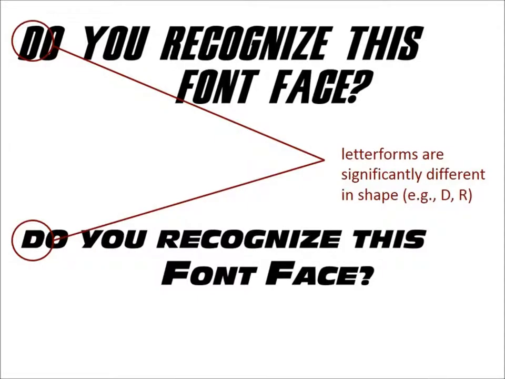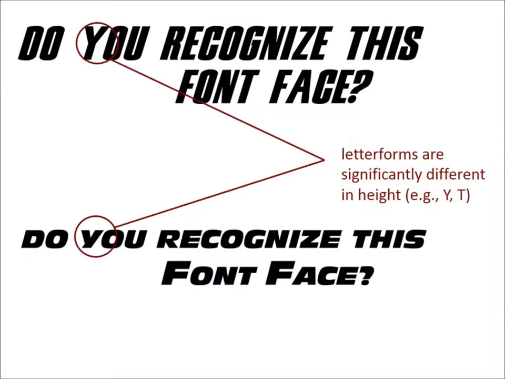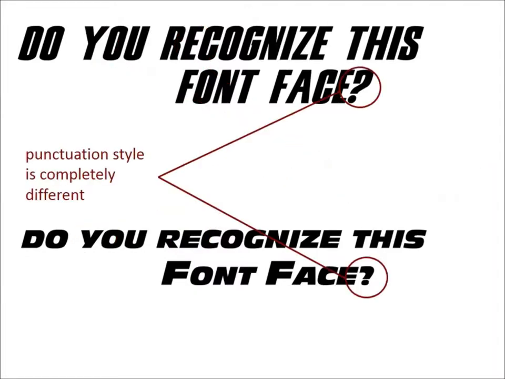At first glance, the typeface used for Snickers candy bars and the typeface used for the Fast and Furious franchise look fairly similar. They're both bold, they're italicized, they give us a sense of movement and speed. But if we put them side by side, we see some really clear differences. The letter forms, for instance, are significantly different in shape, focused on the capital D, the capital R. The thickness in the stems of the letters is significantly different. The letter forms are significantly different in height, and the punctuation style is completely different.